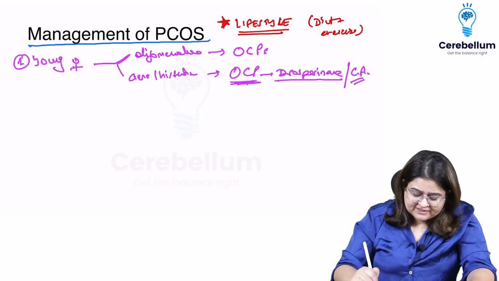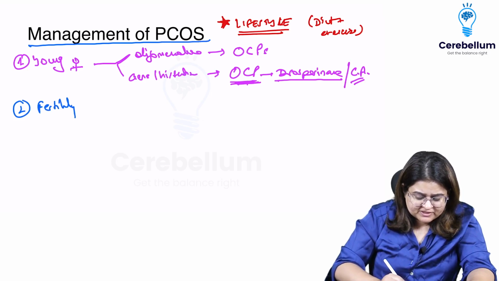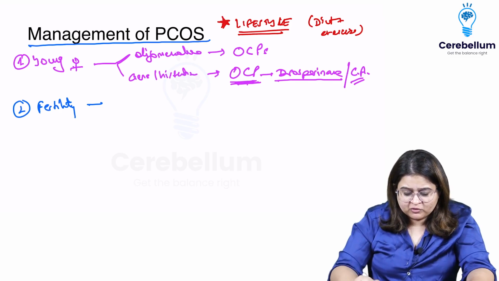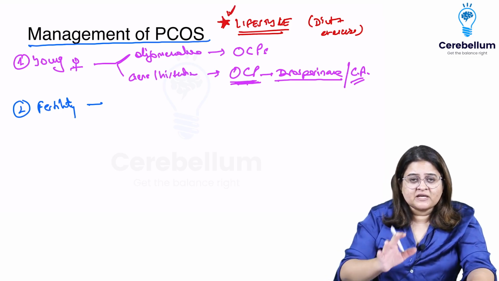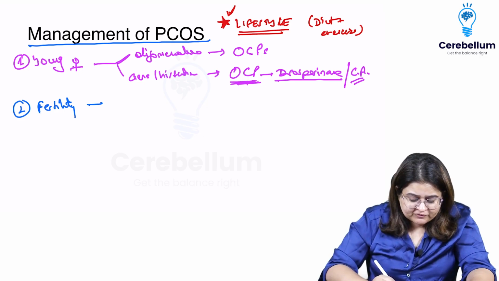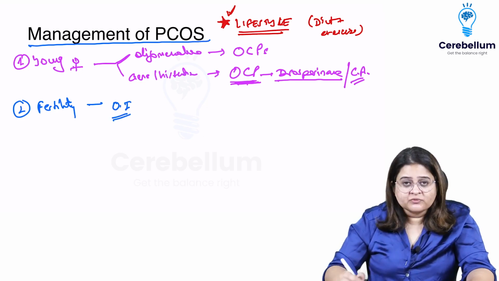Okay. Now the second group of people are those girls who are wanting fertility. They are not able to conceive because of anovulation. In this group, again, primary for both groups is lifestyle. In both groups you're going to first emphasize lifestyle. So lifestyle plus OC pills. Lifestyle plus, in the second group, you're going to give her ovulation induction agents. And we'll be discussing this in a bit when we come to infertility.